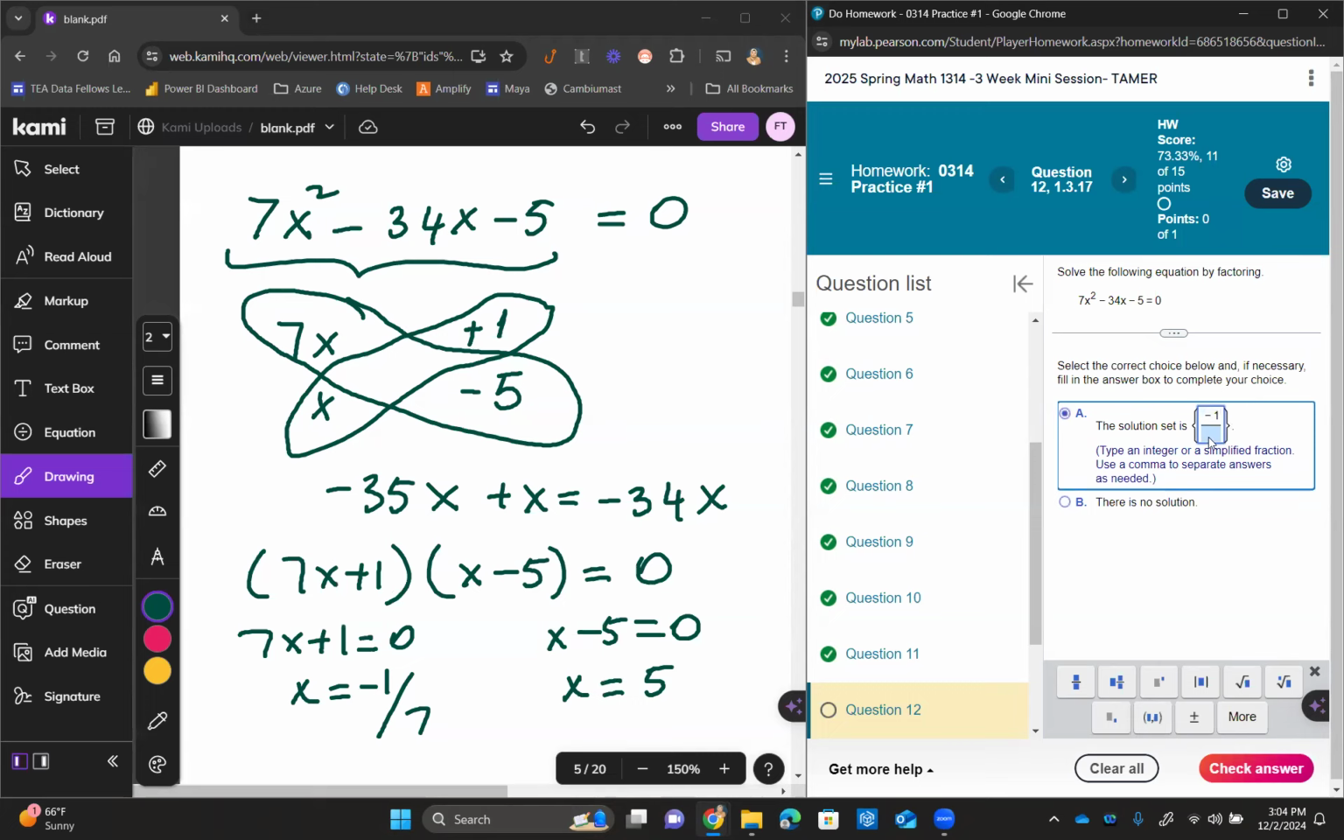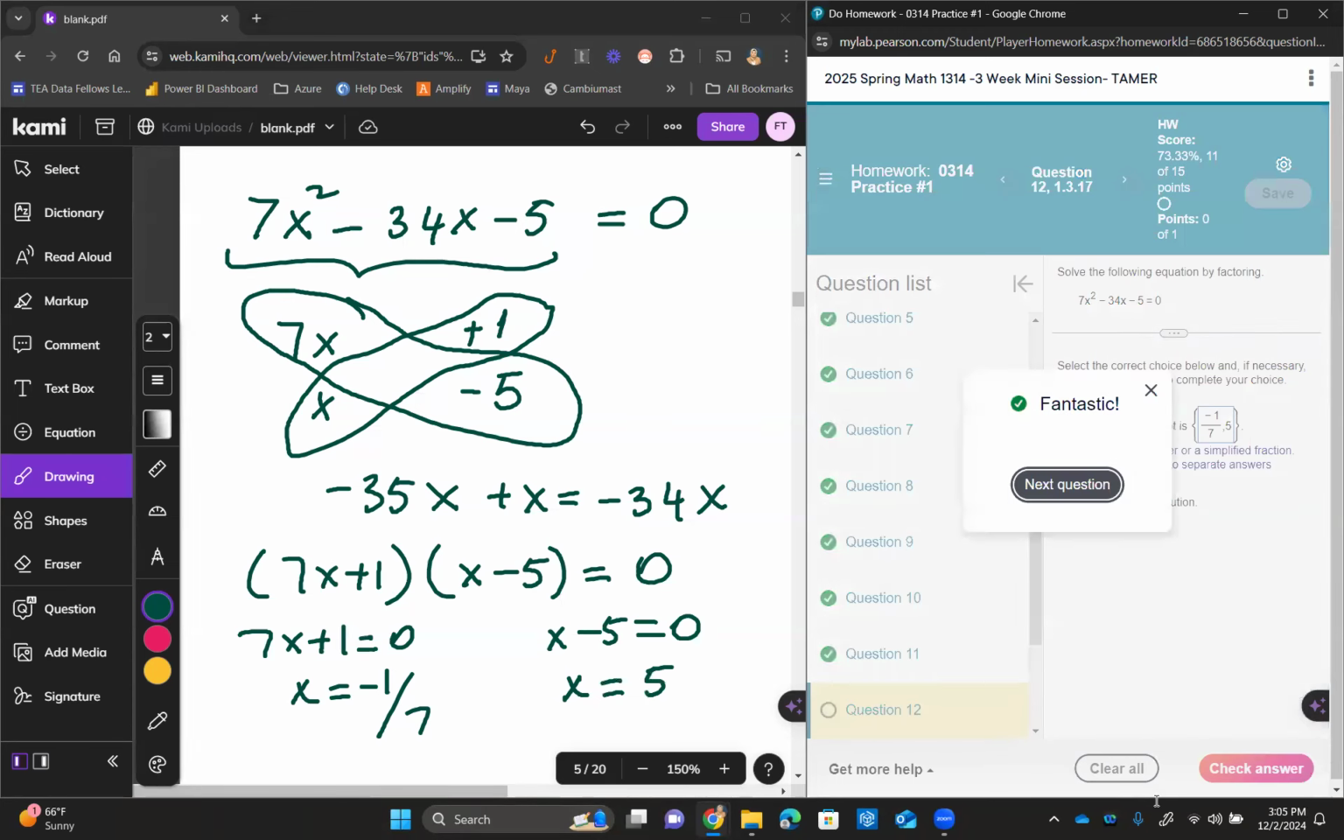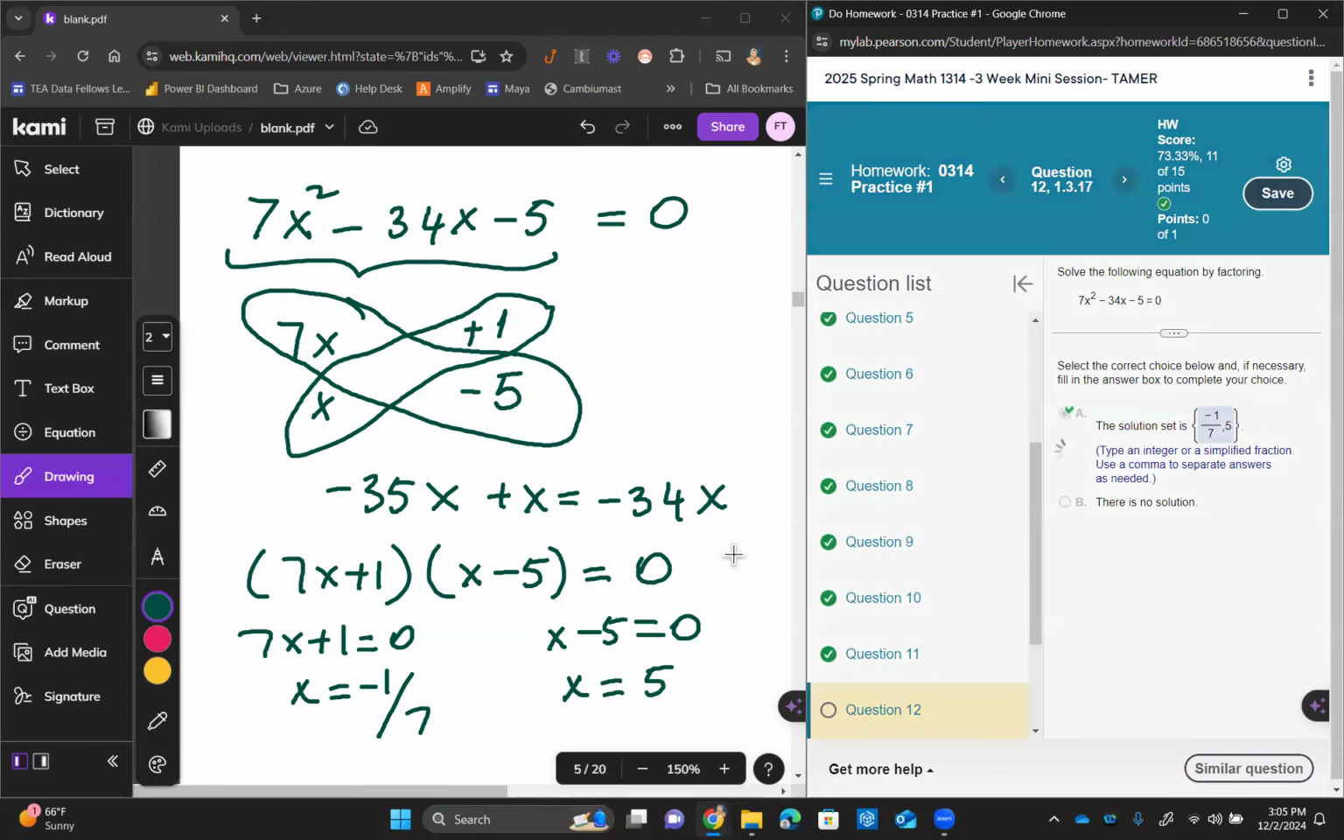And if you read these small directions for these homework questions, it says put a comma between your answers if you have more than one answer. But you have to make sure that you are putting the comma in the right spot, because the first one is a fraction, and then the second one is 5. We have two solutions, negative 1/7 and positive 5.